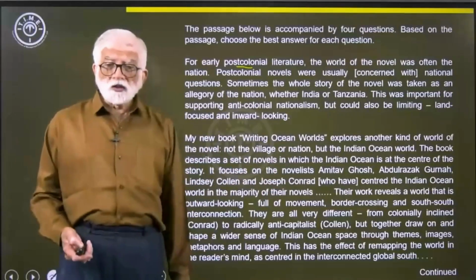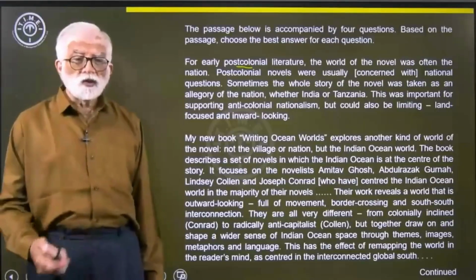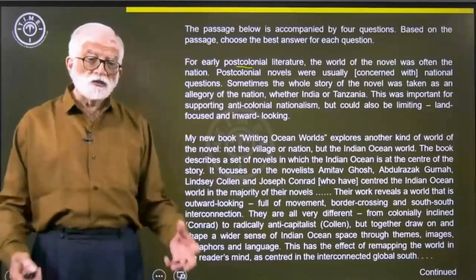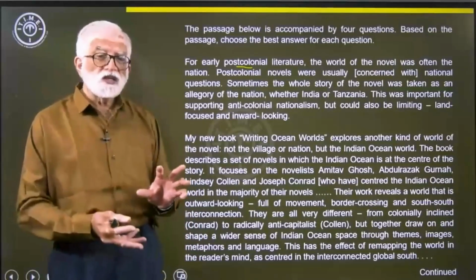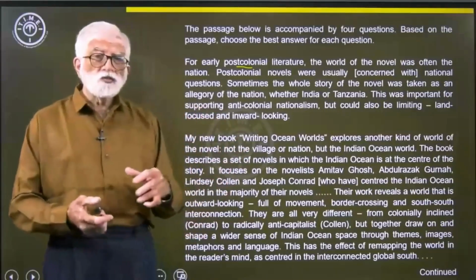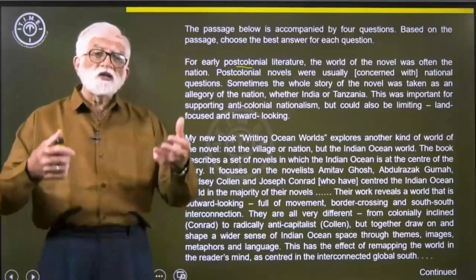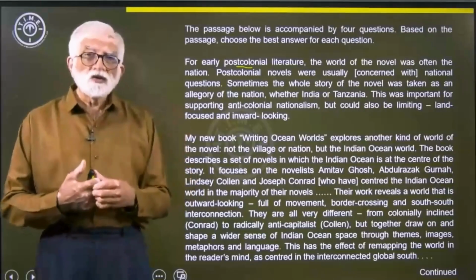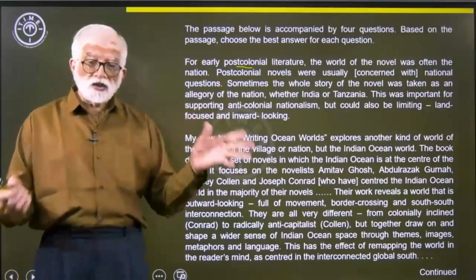But it could also be limiting. It could also be land-focused and inward-looking, which means you could also have something that, while it was presenting the nation itself, could also be saying that that's all we're doing. We're only presenting the nation. We're only looking at the nation. We're not looking at how the nation interacted with somebody else.